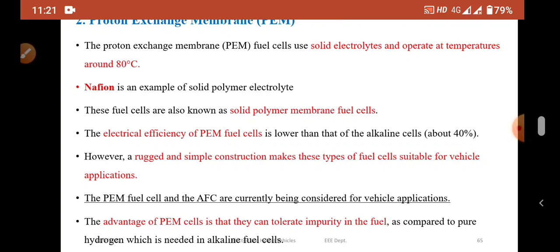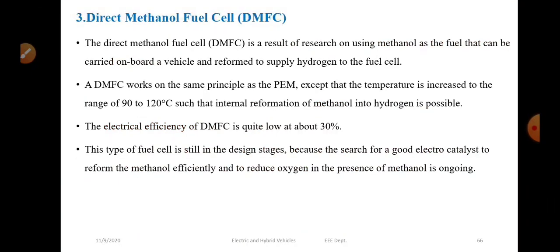Compared with the alkaline fuel cell, here impure hydrogen can also be used inside this fuel cell, whereas in case of alkaline fuel cell, only pure hydrogen can be used. So that is an added advantage of this proton exchange membrane. Third one is direct methanol fuel cell.